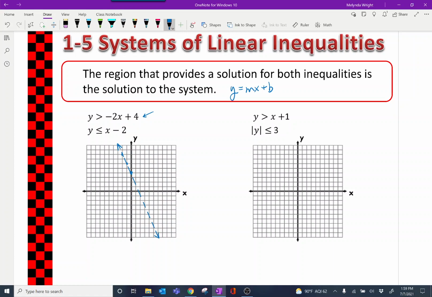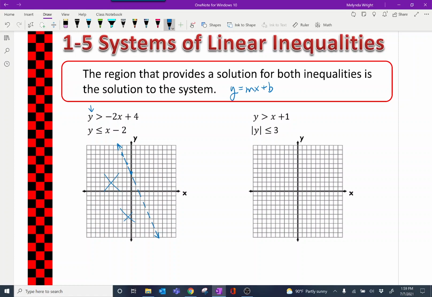Now there are several ways we can decide what to shade. Let's just look at this one by itself and not worry about the next line yet. This tells us that y has to be larger than this piece. So we can look at that and know that this side is where we graph. These pieces right here are not possible.